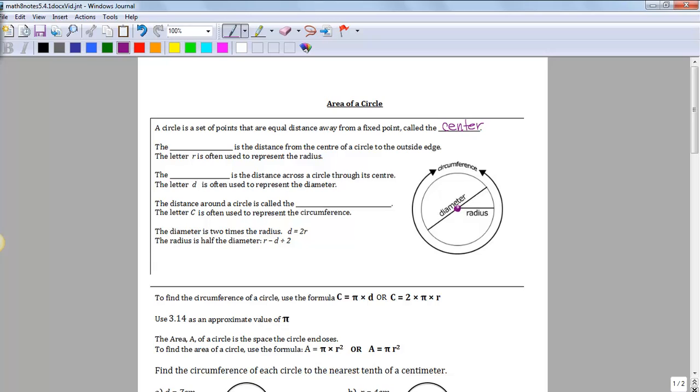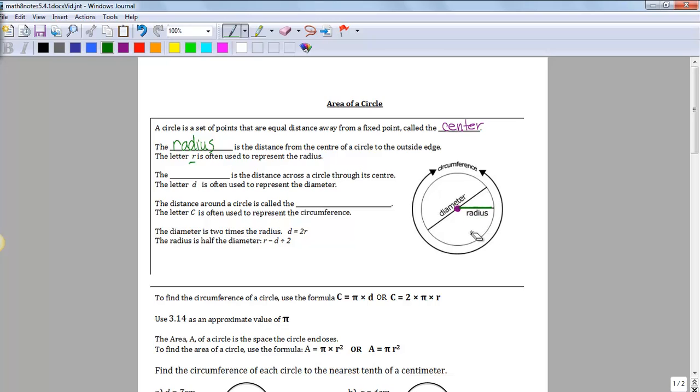Now, the blank is the distance from the center of the circle to the outside edge. The word we're looking for is radius, and we usually use a lowercase r. So there's your radius there, the distance from the outside right to the inside.